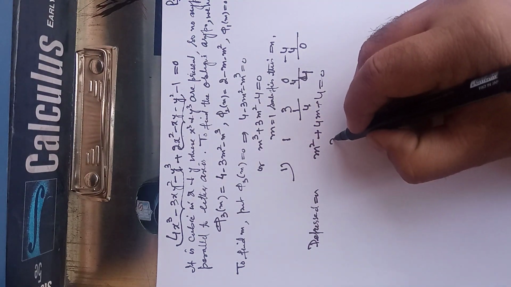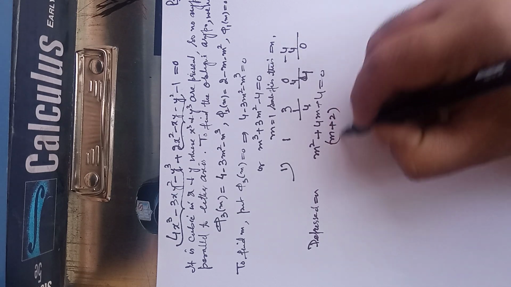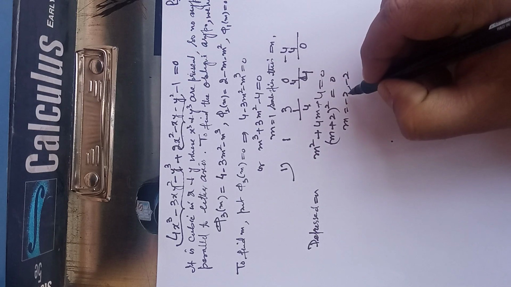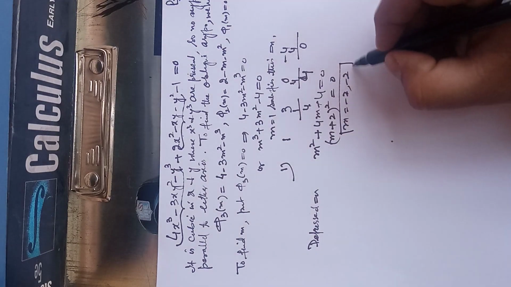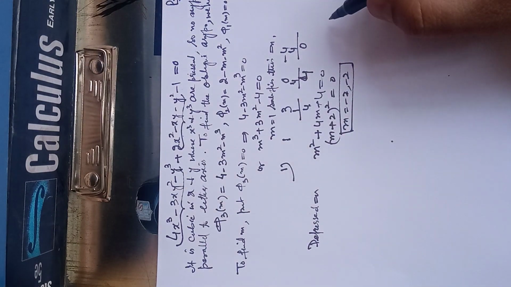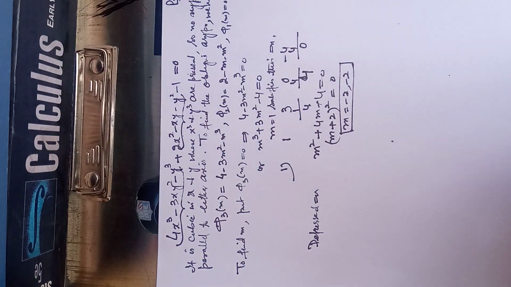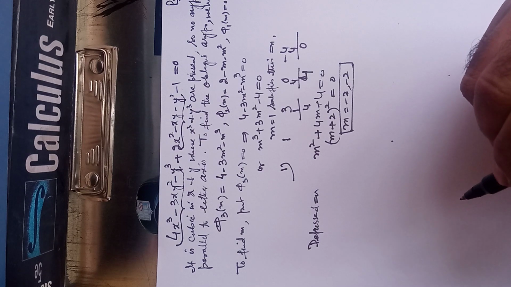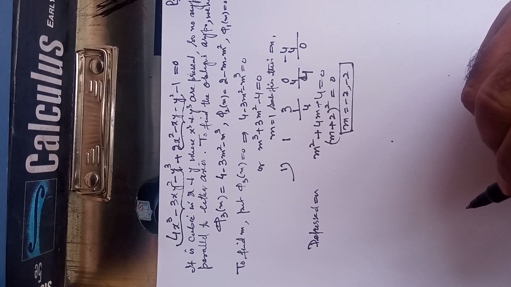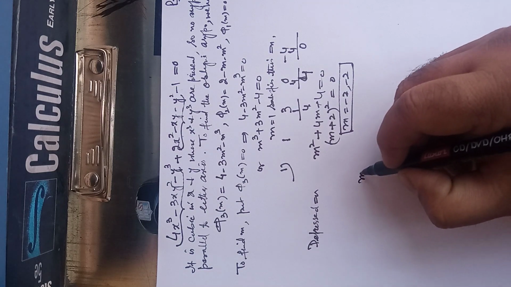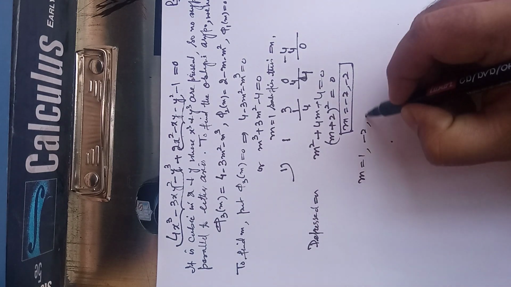Now what's m? You can write it as m plus 2 whole square equals 0, or m equal to minus 2 and minus 2. Remember once for all, when you get repeated roots, you will not get c from the ordinary minus phi 2m divided by phi 3 dash m. You have to use another formula: c square by 2 factorial phi 3 double dash plus c phi 2 dash plus phi 1 equals 0. So you have three roots, m equal to 1, minus 2 and minus 2.